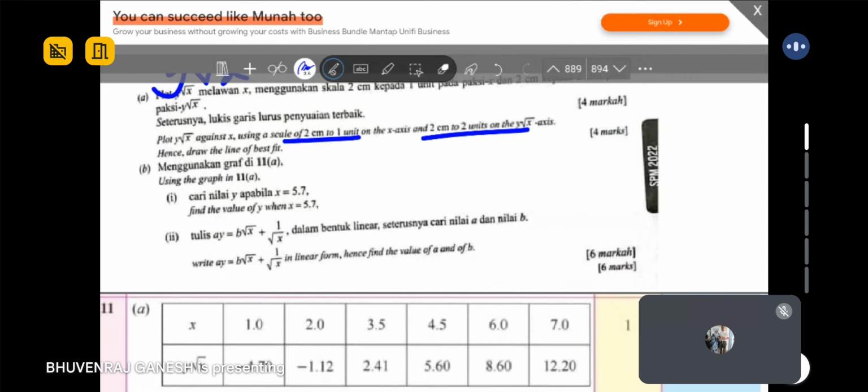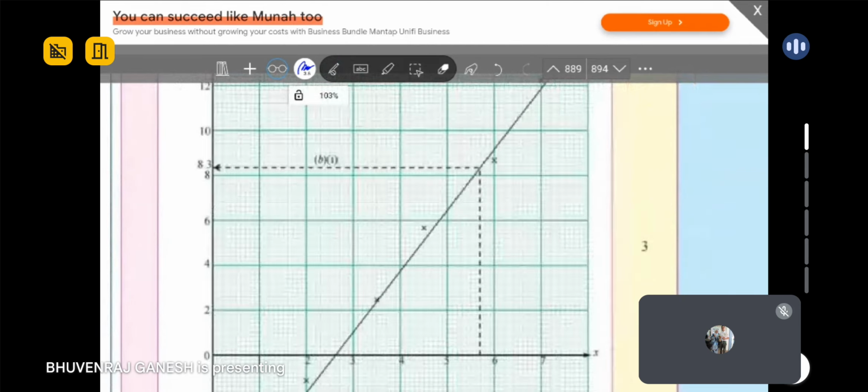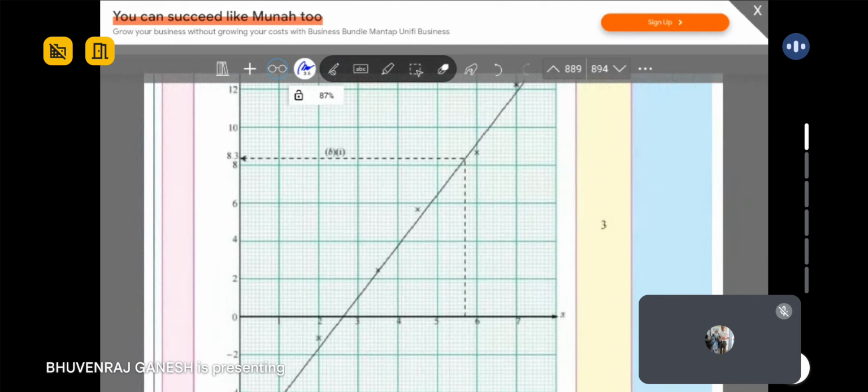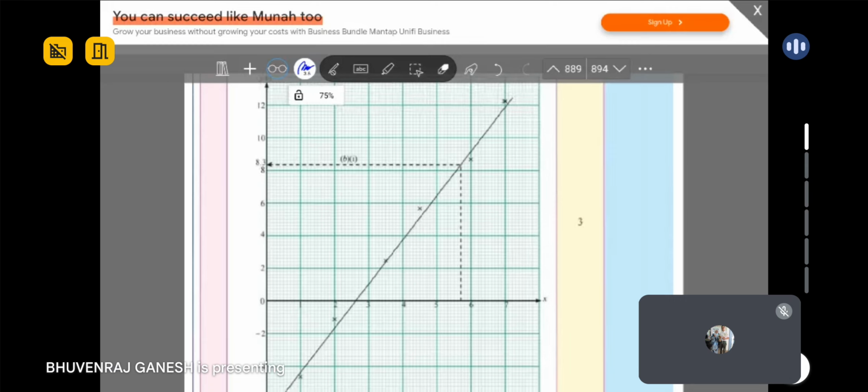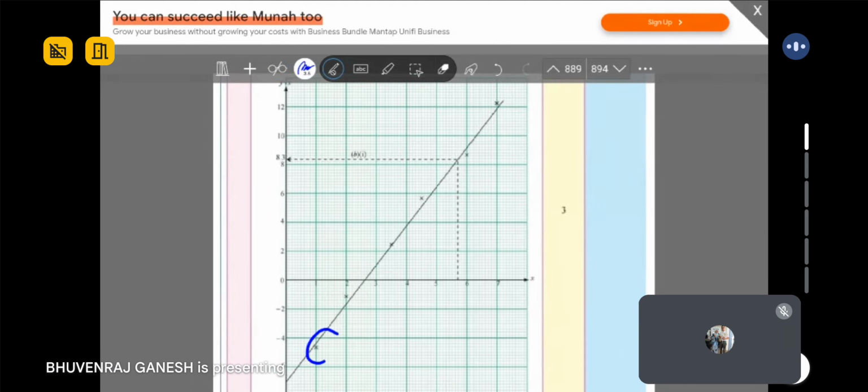Alright, so you just plot all the points, and you get something like this. Then draw your best fit line, guys. It must be best fit. So this one is your best fit. So why is this best fit? 1, 2.